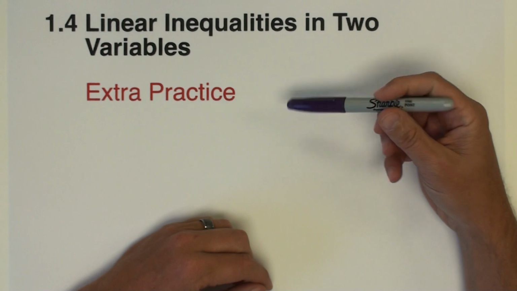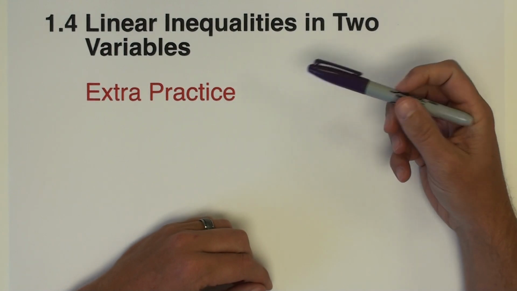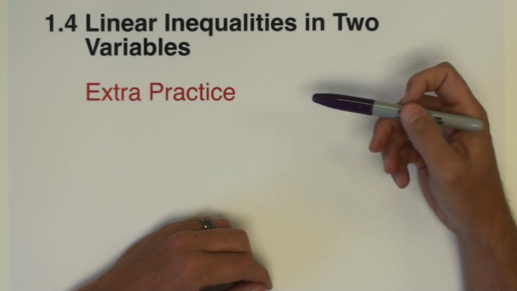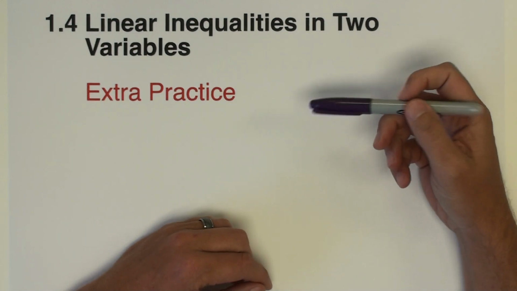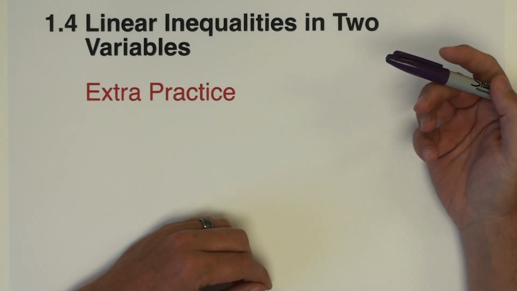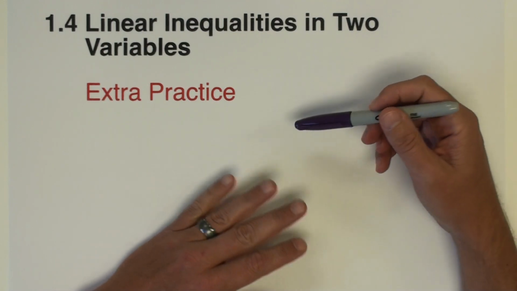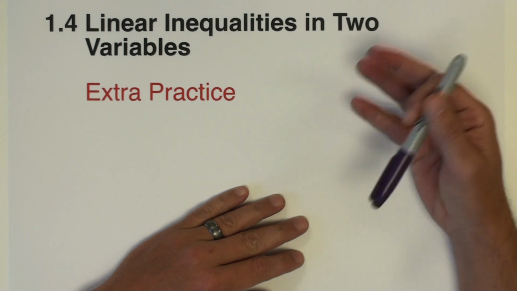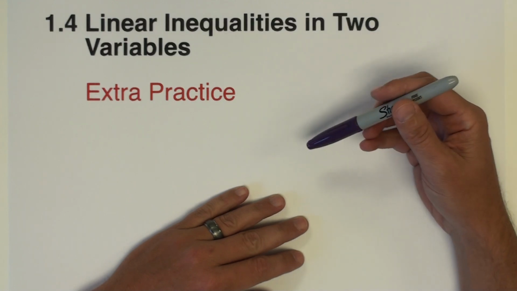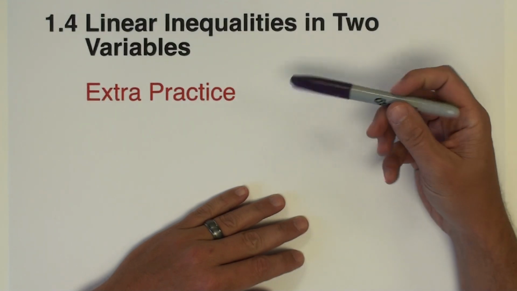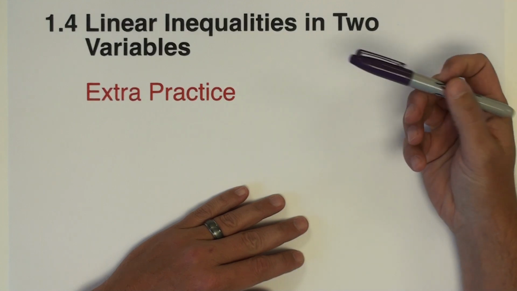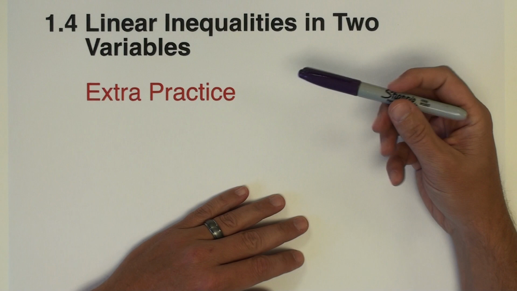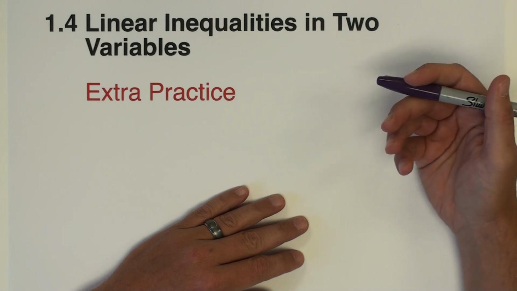This video is a follow-up to the 1.4 video on graphing linear inequalities in two variables. This is another one of my extra practice videos. So if you're here watching this, I assume the first video might have been a little bit confusing and you'd like a little more practice. I suggest a good idea would be to pause the video at the start of each question and try to work it out on your own, and then you can watch the video or fast forward to the solution of each problem to check your answers.